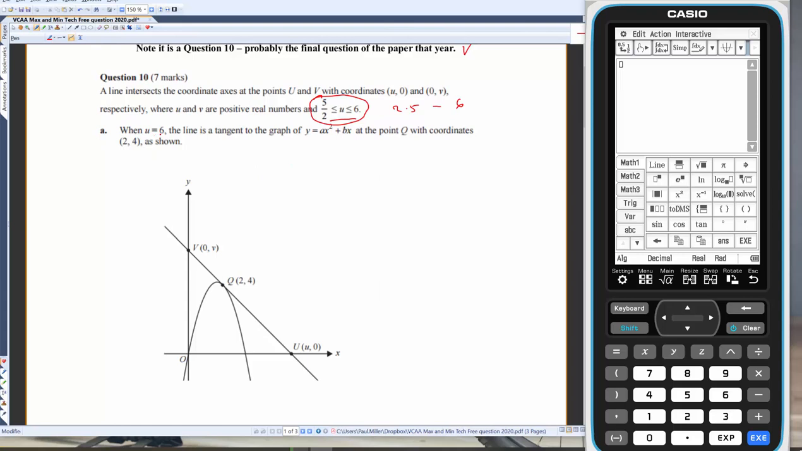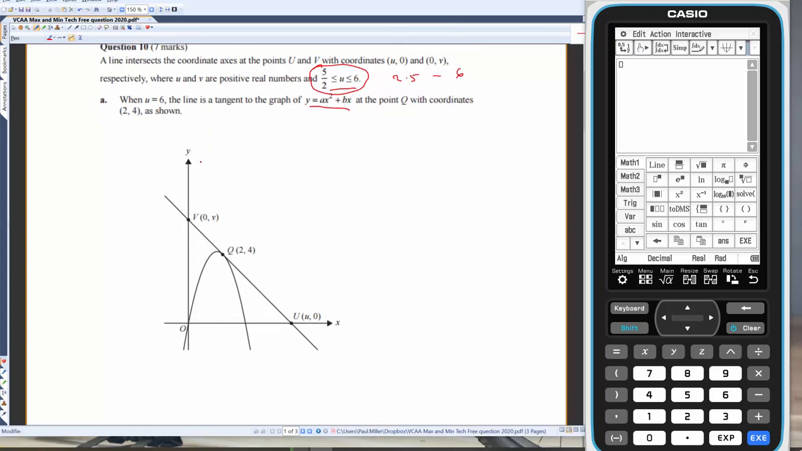When U is equal to 6, the line is a tangent to the graph, obviously the parabola, at the point Q with the coordinates 2, 4 as shown. Okay, so let's get cracking on this thing here.